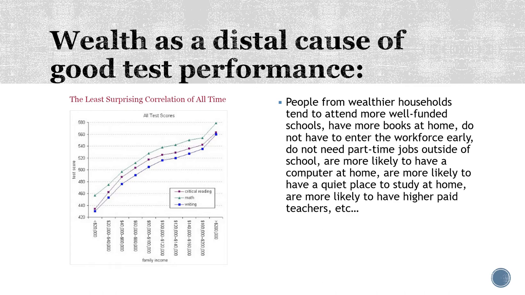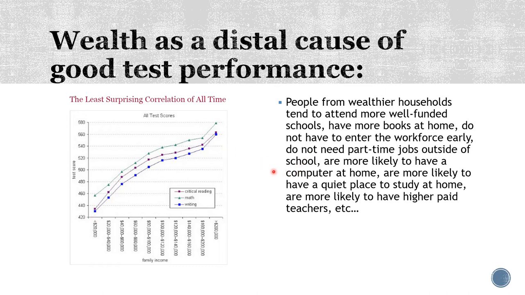And so the idea is that people from wealthier households would tend to attend more well-funded schools, because most schools are funded by property taxes, in the United States anyway. They would probably have more books at home. They would not necessarily have to enter the workforce early. And so they might have more time to devote just to their studies. They would not necessarily need part-time jobs outside of school, the way that people in lower income households tend to.